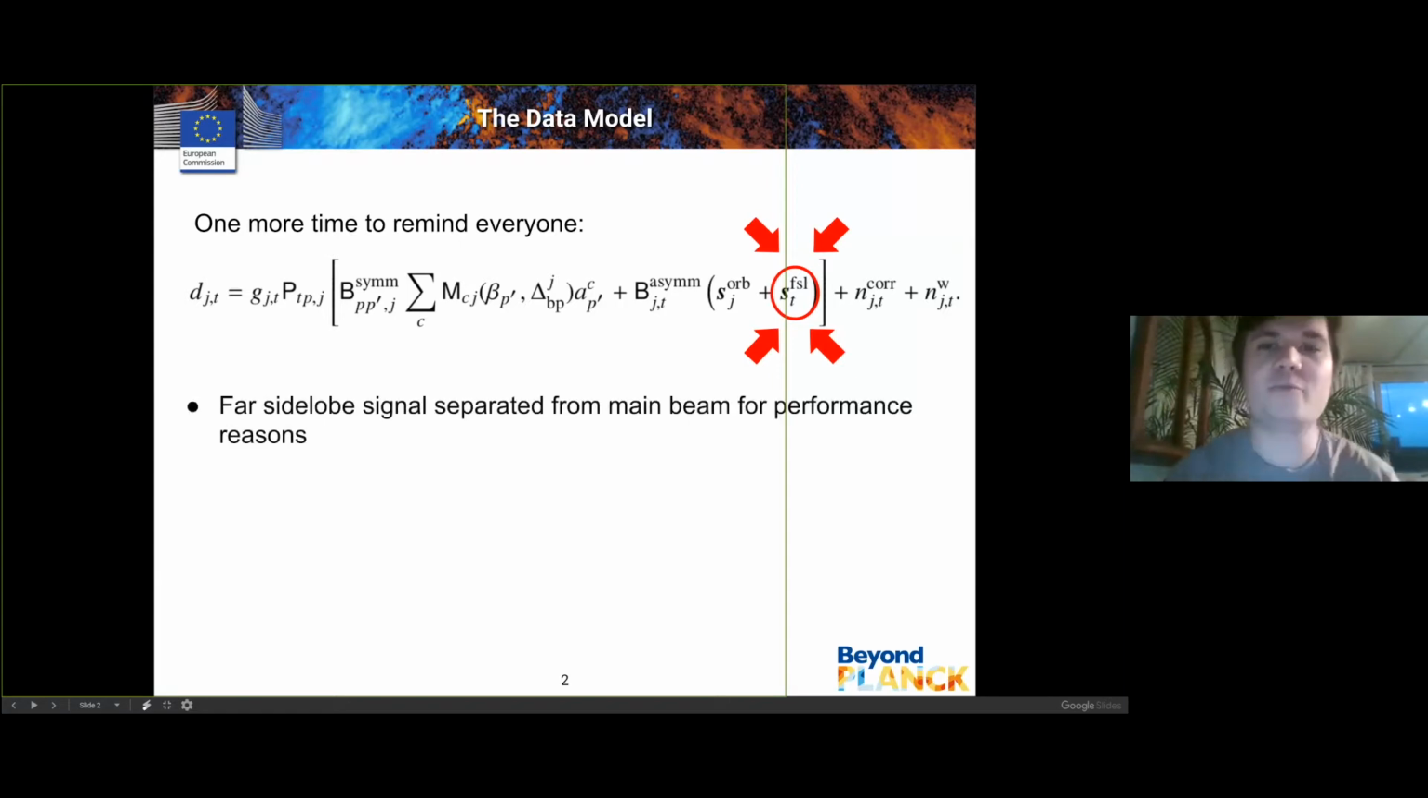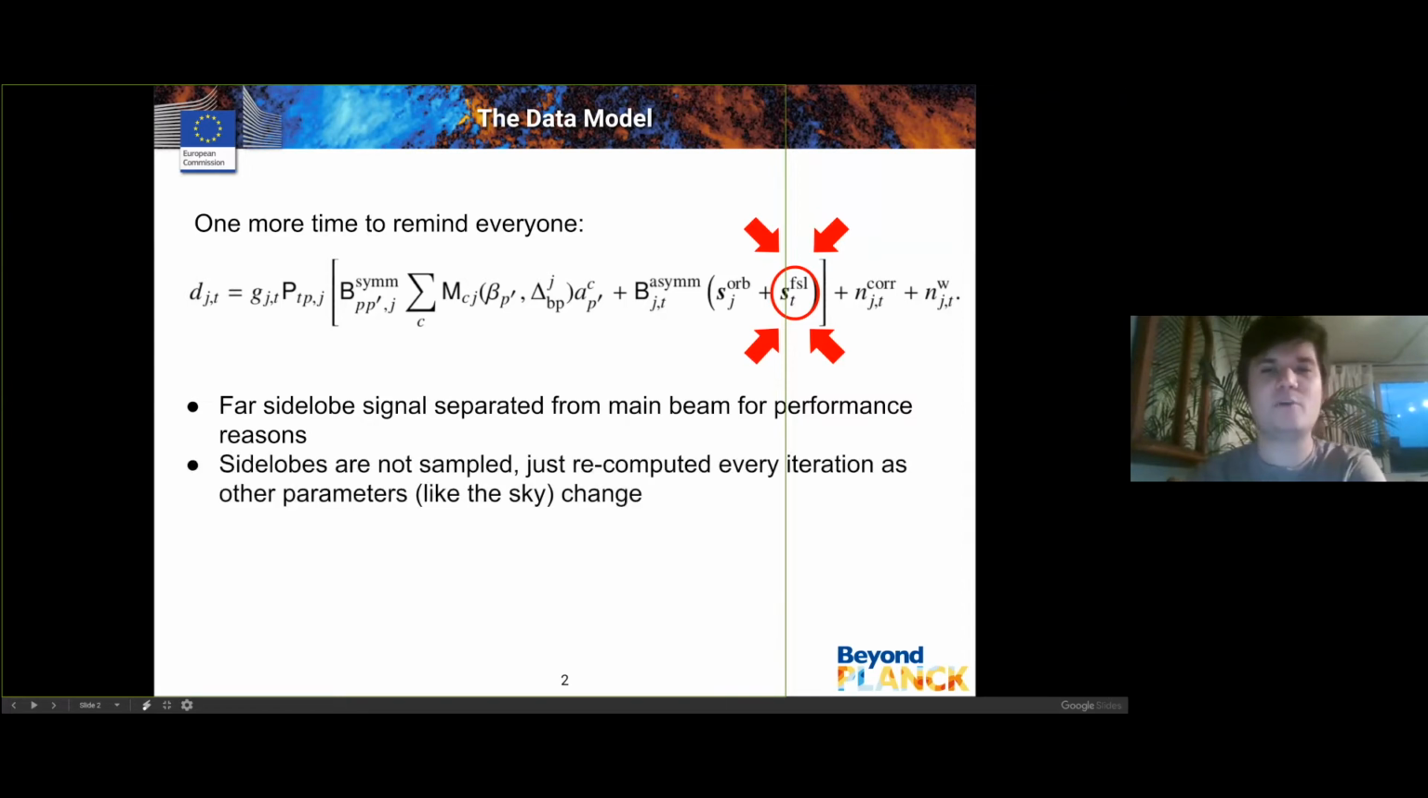For performance reasons, we have processed the main beam signals separately from the sidelobe signals. For the sidelobe signals, we're doing basically a full-sky convolution that, if you wanted to include the main beam, would also be very computationally expensive. So we instead treat the main beam and the sidelobes completely separately.